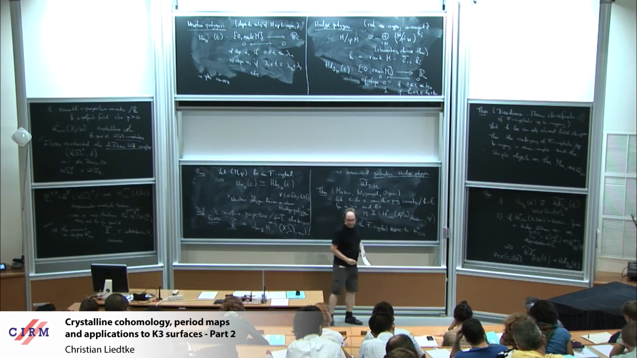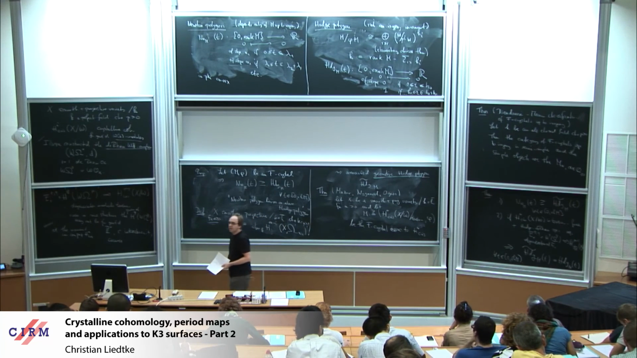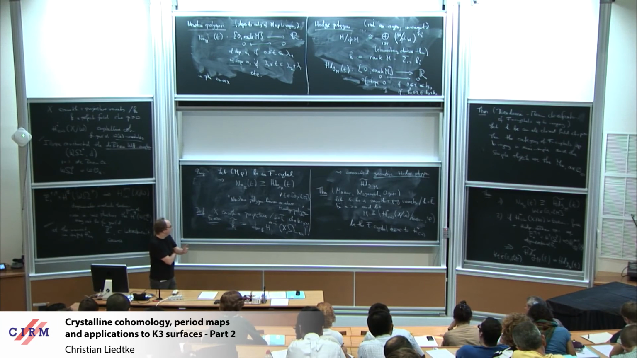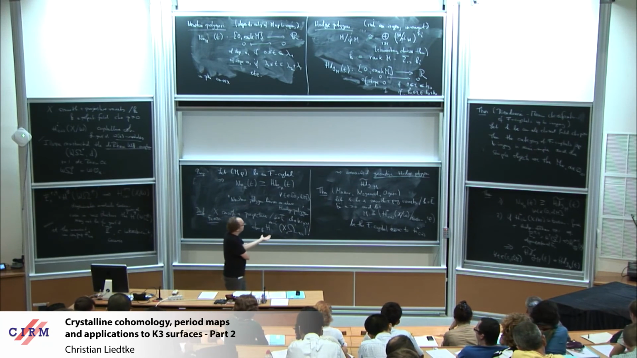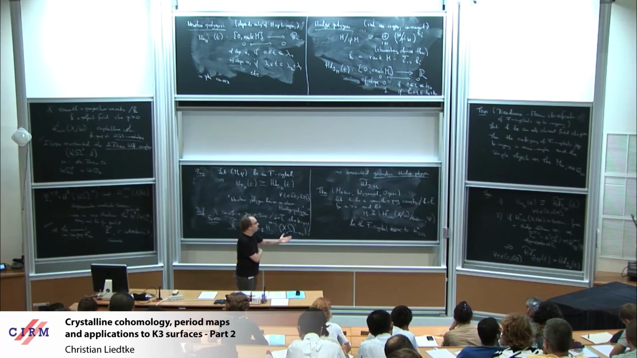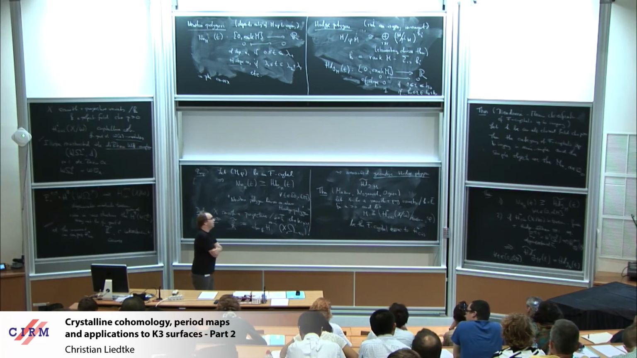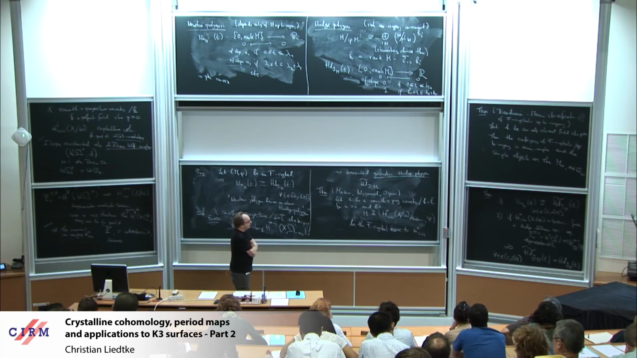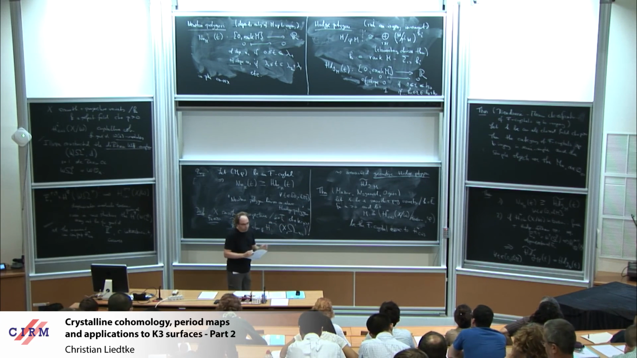So this tells you that if you have a nice variety, then the Hodge polygon, which encodes the Hodge numbers, can be read off from the F-crystal, and there is this other datum, the Newton polygon, and we know at least it's on or above.